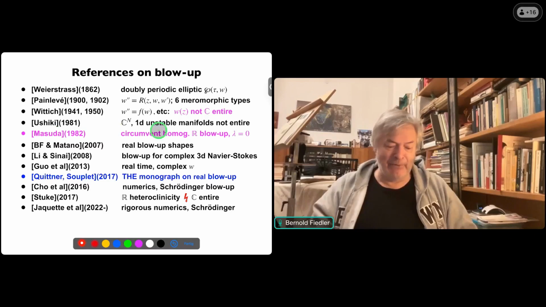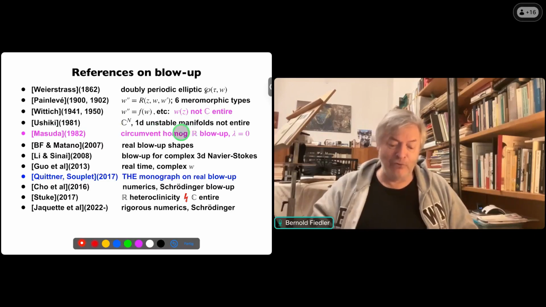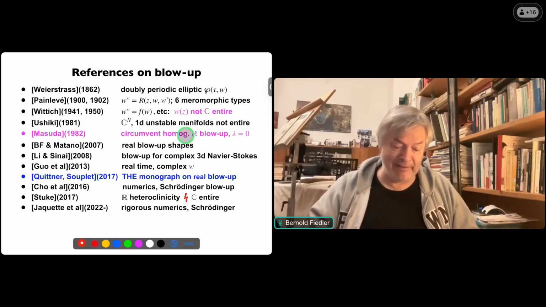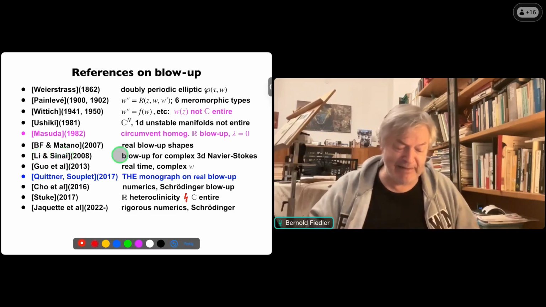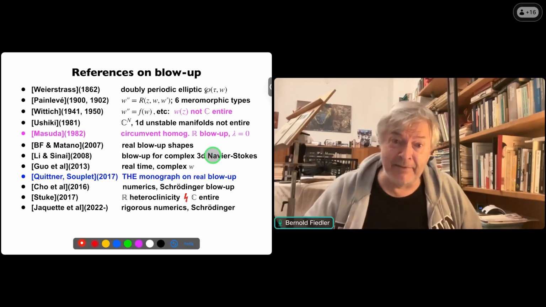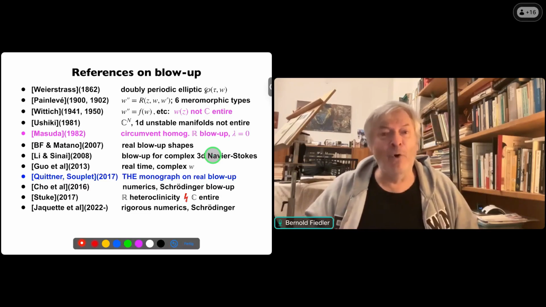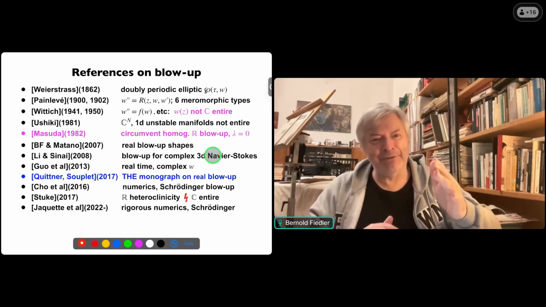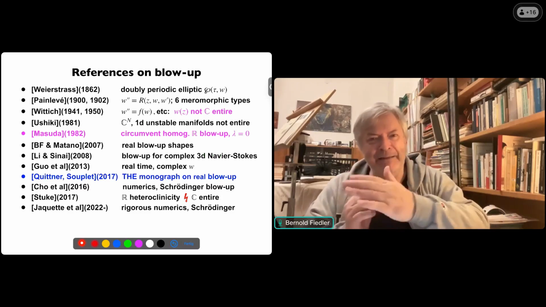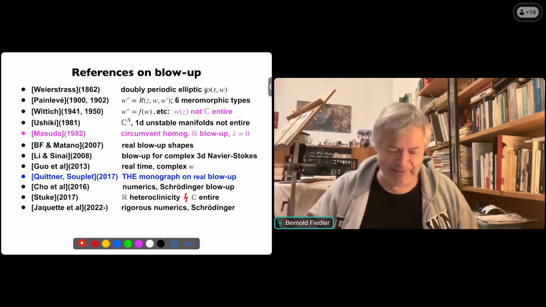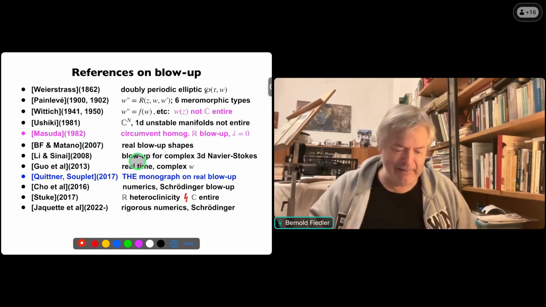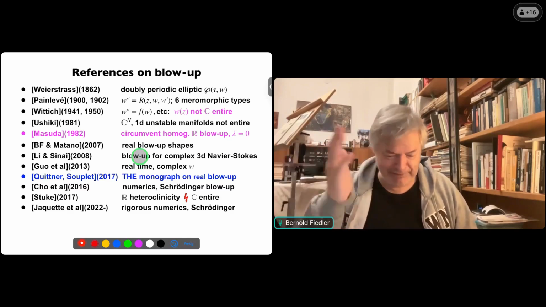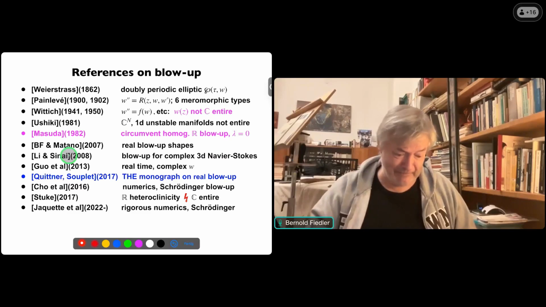Here's the celebrated point of Masuda, 1982, how to circumvent real blow-up. That's what I started with. And there's work on blow-up shapes. I would like to point out work by Li and Sinai on blow-up for complex three-dimensional Navier-Stokes equations. So the hope was to circumvent blow-up in Navier-Stokes, and then perhaps in the limit, also get global existence or something. It turned out a little different. This is open regions in complex 10-dimensional parameter space where they can show that solutions do blow up in finite time, but that's not the real 3D Navier-Stokes, of course.